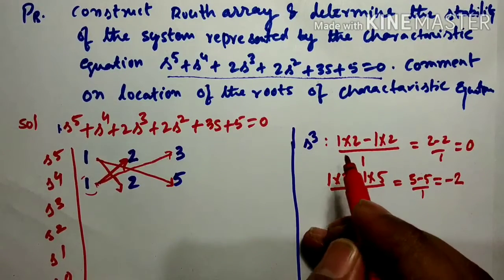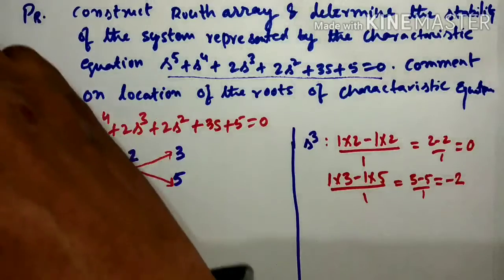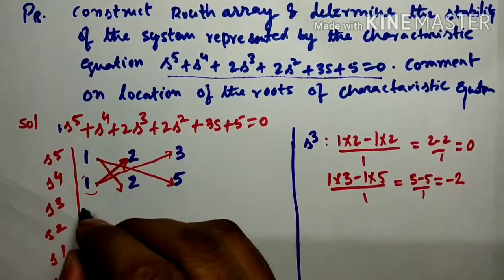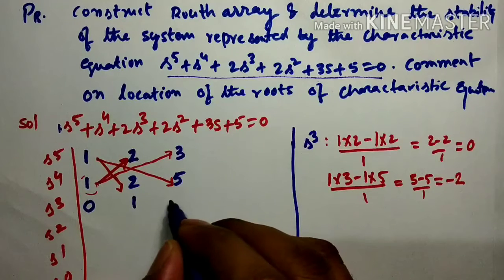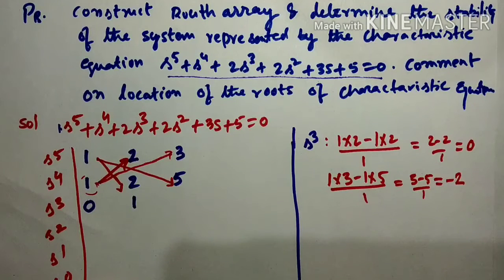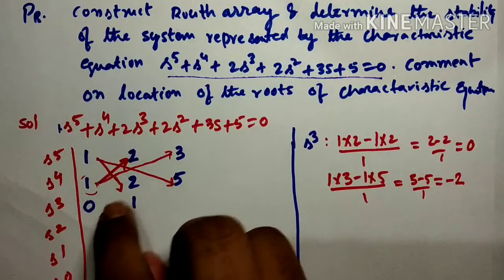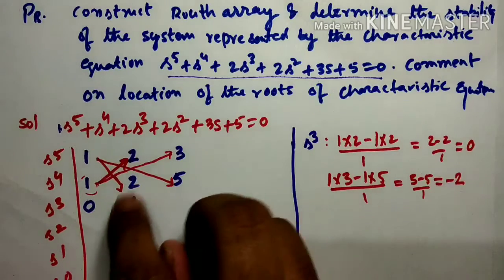So this value becomes 0, and this value becomes minus 2. Further you will get 0. Now if we just continue, what happens?